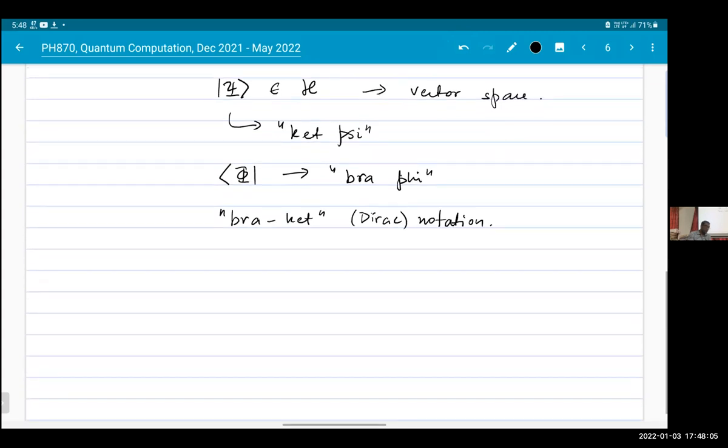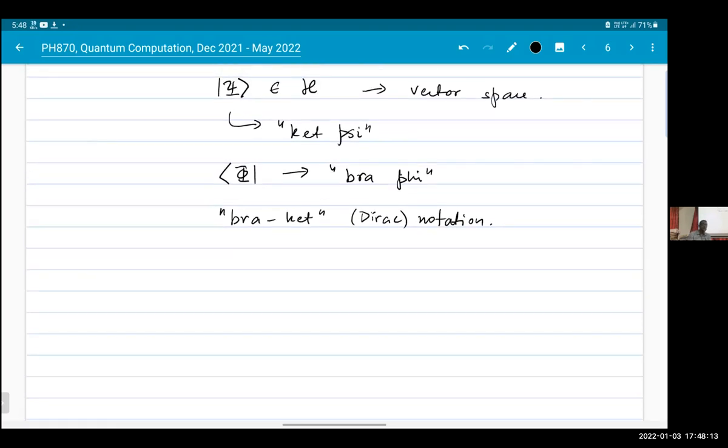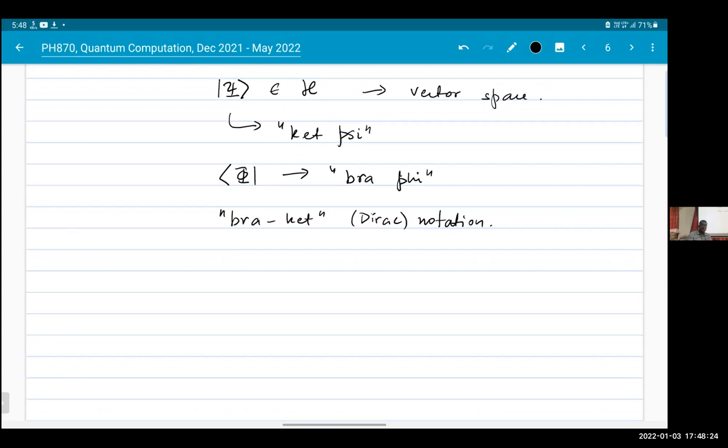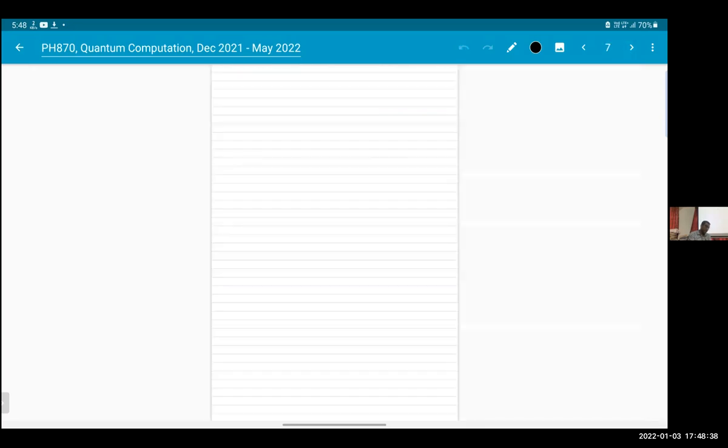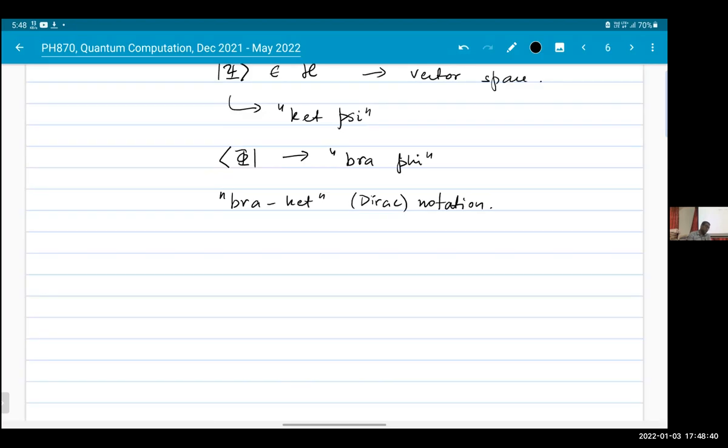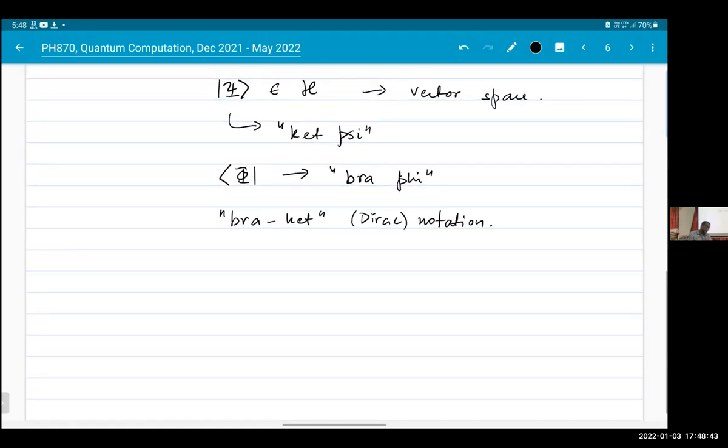Now, unfortunately, Dirac, the person who came up with this terminology, was not socially very adept. So we are stuck with this very awkward notation, but in any physics course, we soldier on and work with what we are given.